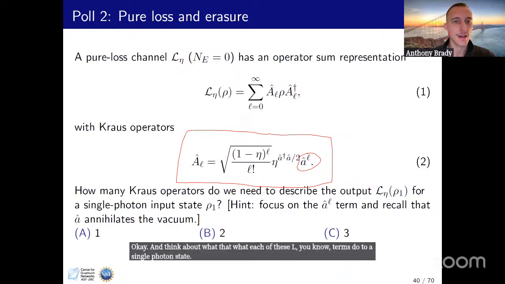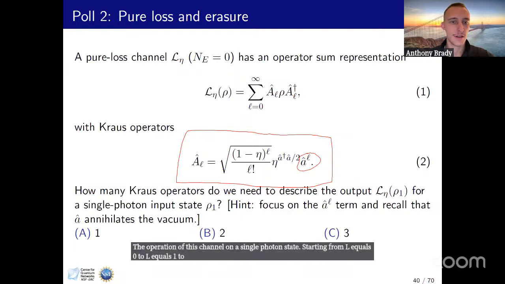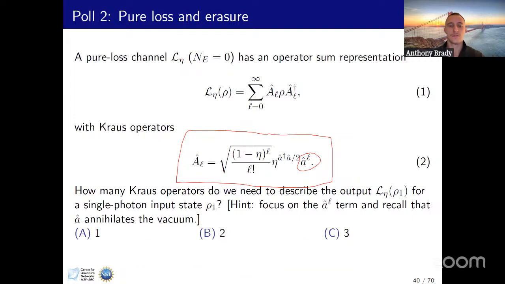Recall that a hat annihilates a photon, and then look at this term by term. Then ask yourself, how many of these terms do we actually need to describe the operation of this channel on a single photon state, starting from L equals 0 to L equals 1 to L equals 2, etc. We'll give about a minute more.